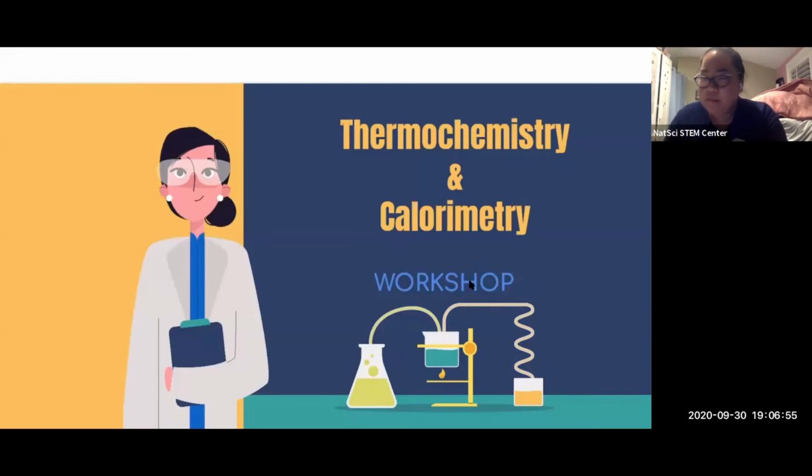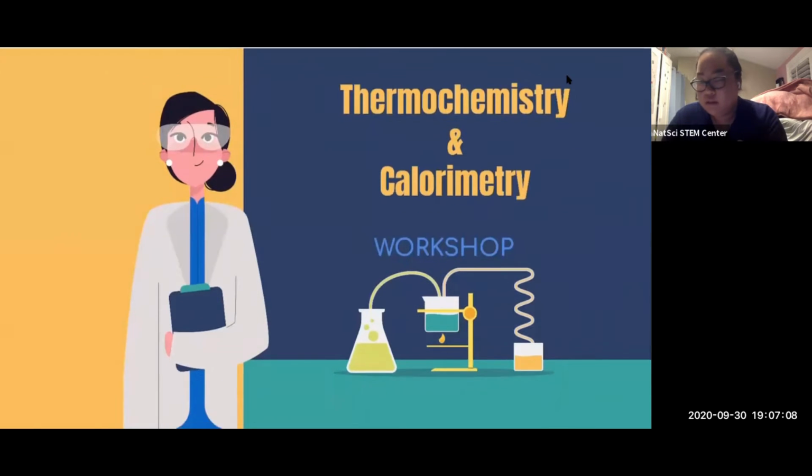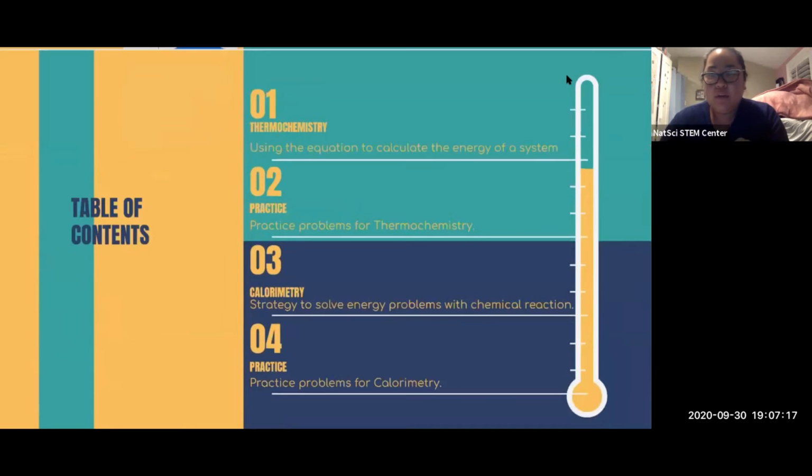Since there are quite a lot of calculations that come into thermochemistry and calorimetry, that's the topic of our workshop today. So this is how we're going to break it up.